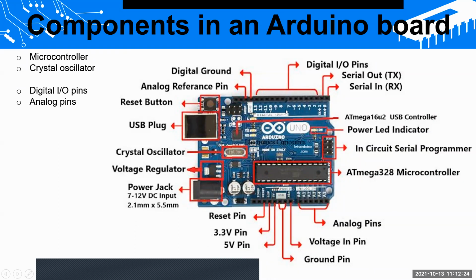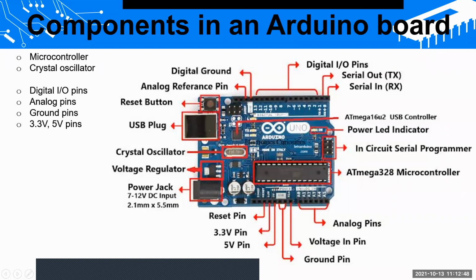We have 0 to 13, 0, 1, 2, 3, like that. So we call them digital pins. Then we have analog pins, starting from A0, A1 to A5. So we have 6 analog pins here. Then we have ground pins, a set of ground pins on the analog side as well as on the digital side.